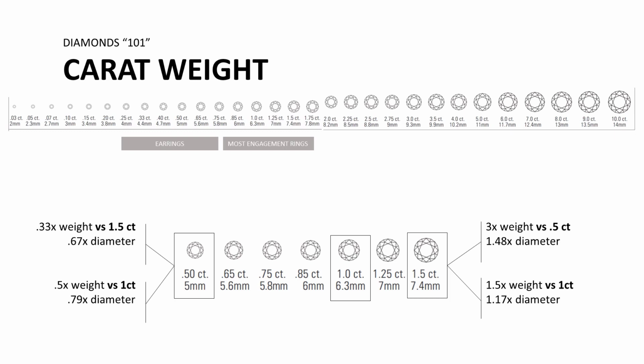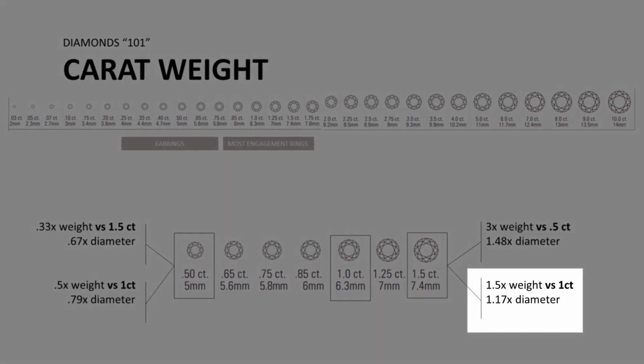This is interesting because as you go from a 1 carat ring to a 1.5 carat ring, even though the ring is 1.5 times the weight, it's only going to be about 1.17 times the diameter. So it's going to be perceived as 20% bigger, even though on a carat weight basis, it's 50% bigger. It's just something to be aware of as you are thinking about your diamond purchase and what really matters and how much should it matter and how much should you be willing to pay for it.